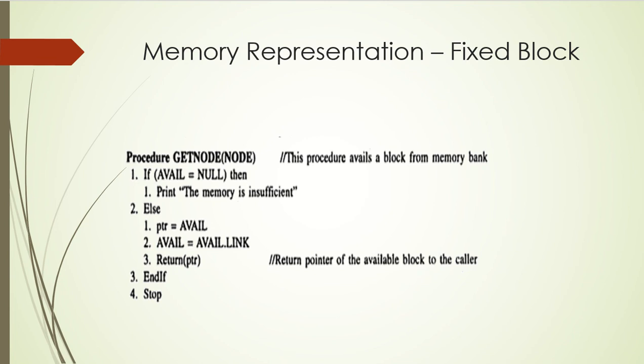Now you return PTR, which means that node is taken out of the memory bank and it is allocated to the program which has actually requested for memory. When the program is requesting for more memory, you will have to repeat this process so many number of times. So that is about get node.